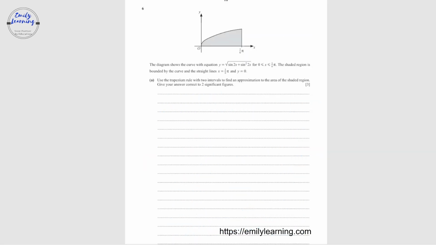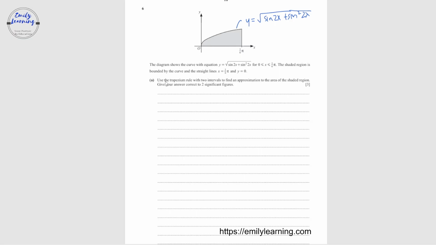Let's take a look at question 6. So question 6 is an application of integration question. Let's take a look at part A. We are given this diagram here which shows the curve y equals square root of sine 2x plus sine squared 2x, for x between 0 and pi over 6. The shaded region is bounded by this curve, the straight line x equals pi over 6, which is here, and y equals 0, which is the x-axis.